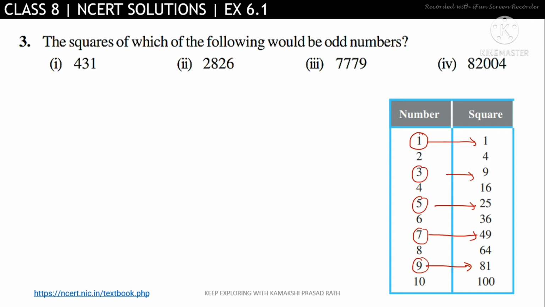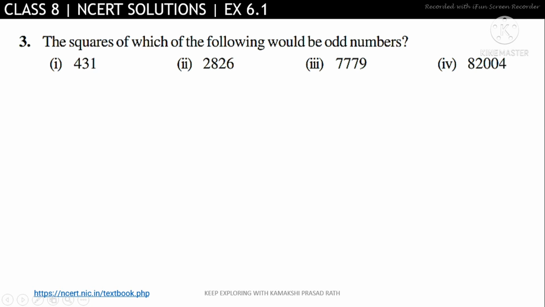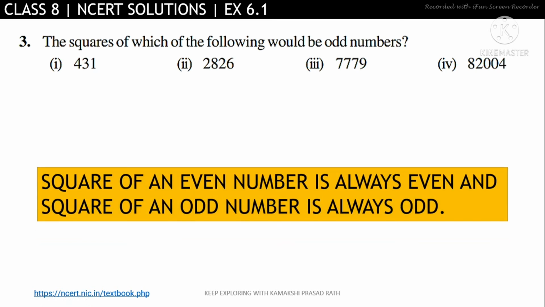And for even numbers, you can see here, the square is even. 4 squared is 16, 6 is 36, 8 is 64, 10 is 100. So if you are squaring an even number, we will get an even square number. If you are squaring an odd number, we will get an odd. So the question is simple. We have to just find out the squares of which of the following would be odd numbers.